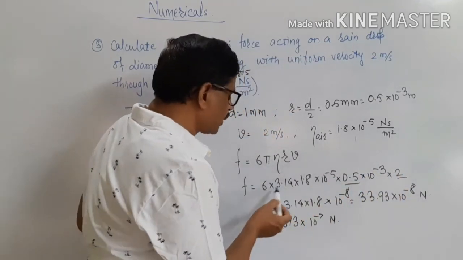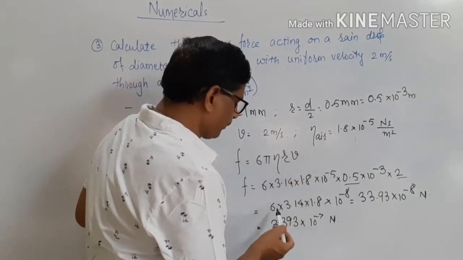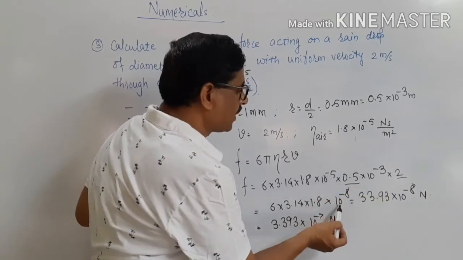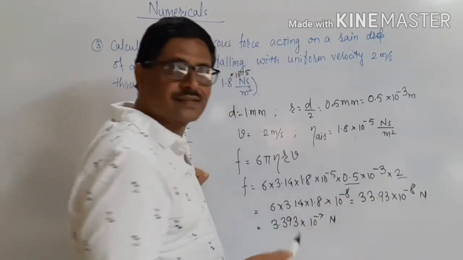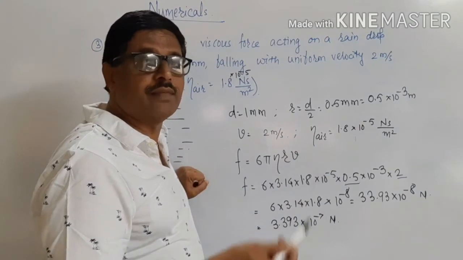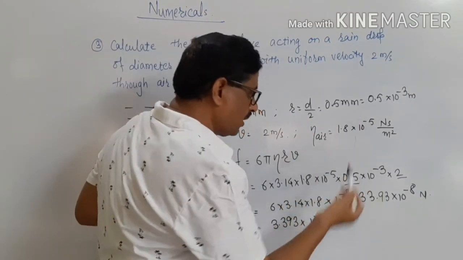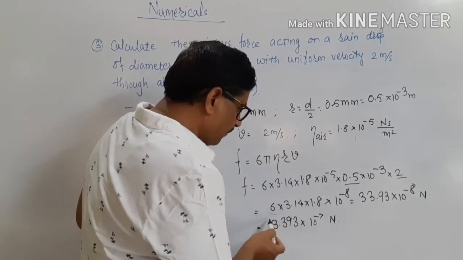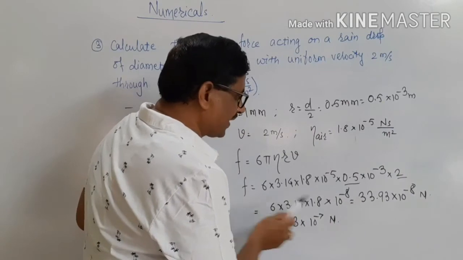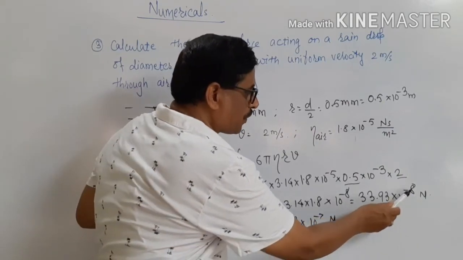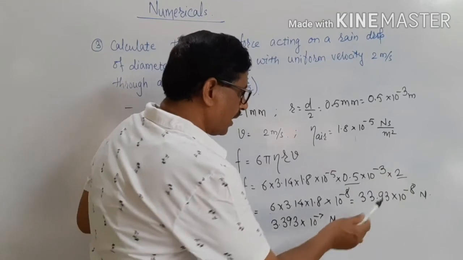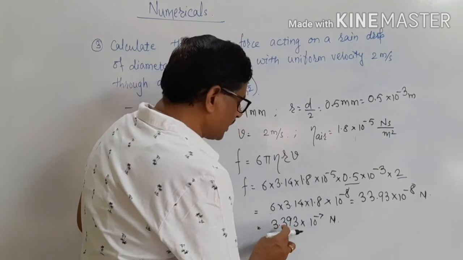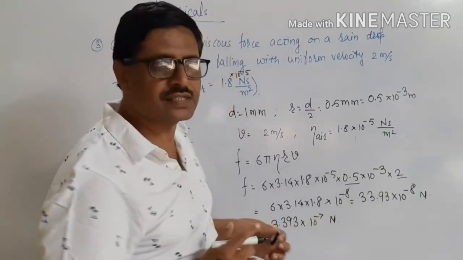What remains here is 6 into 3.14 into 1.8, and 10 to the power minus 5, 10 to the power minus 3. It's 10 to the power of minus 8. There is addition of indices in multiplication. Therefore, minus 5, minus 3, minus 8. And by a simple multiplication you will get an answer of 33.93 into 10 to the power of minus 8 Newton. Divide it by 10 and multiply it by 10, and you will get 3.393 into 10 to the power minus 7 Newton.